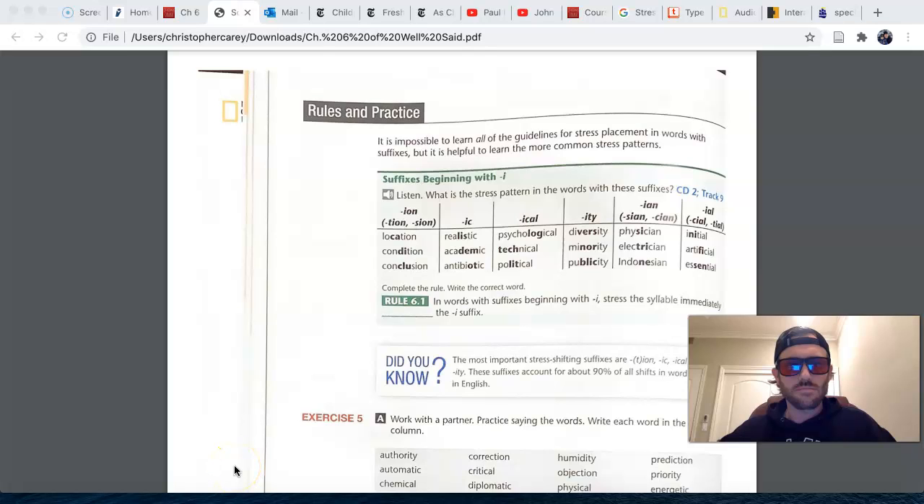Hi everyone, and welcome back to Chapter 6. Chapter 6 focusing on word stress with words with suffixes.